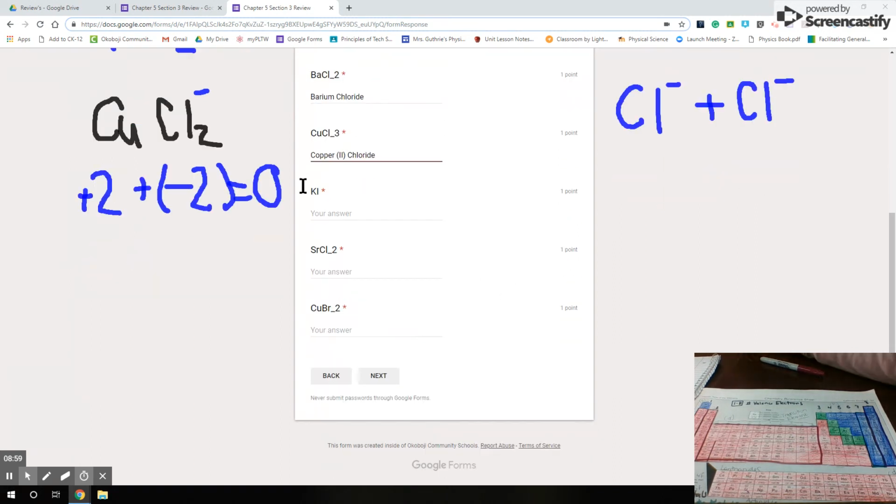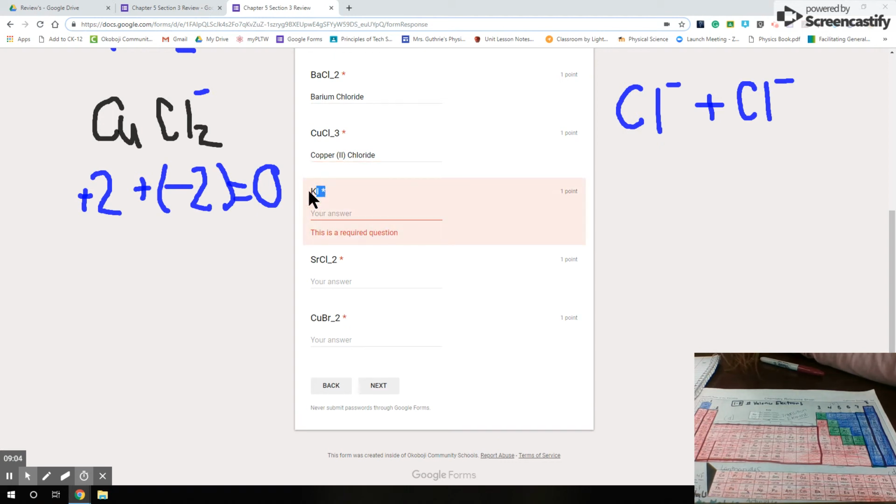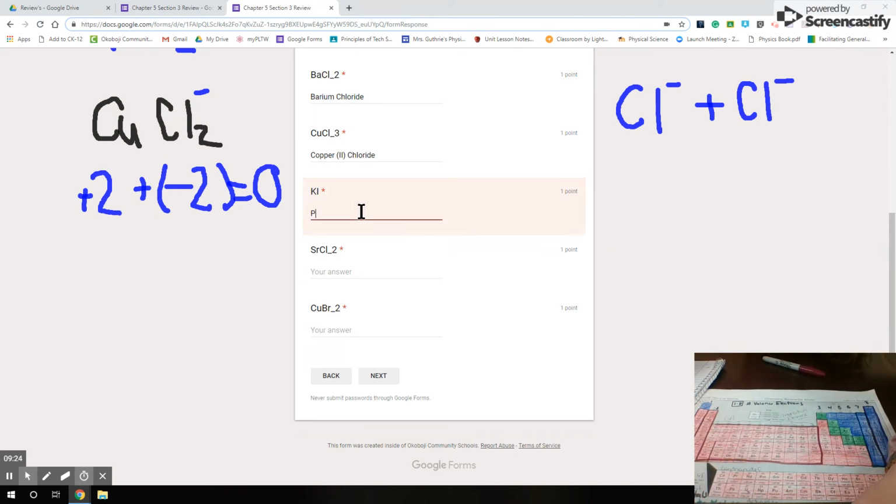Right, now we get to potassium iodide. Now if we look for potassium on the periodic table, so the K here on the periodic table, you will notice that potassium is in group 1. Therefore, it is not a transition metal because the transition metals are here. So because it's not a transition metal, we can just write it as it is. Say potassium and iodide. Remember, you change the ending to IDE, and that is all you do if it is not a transition metal.